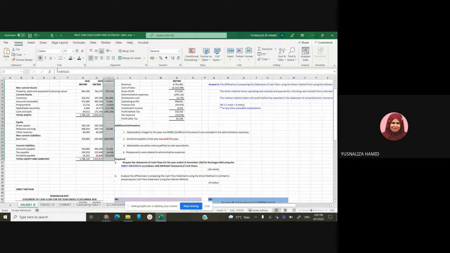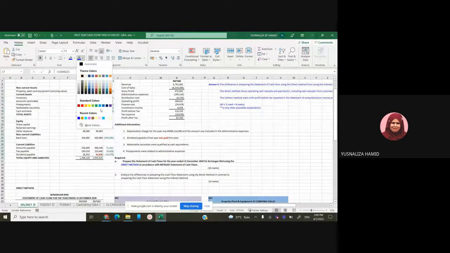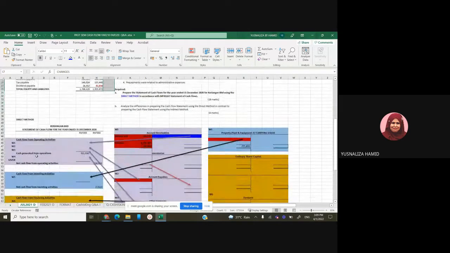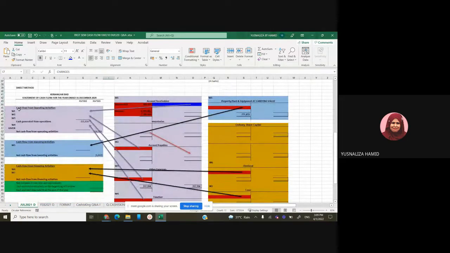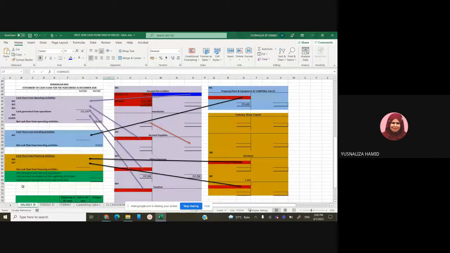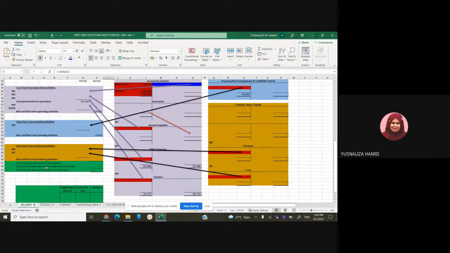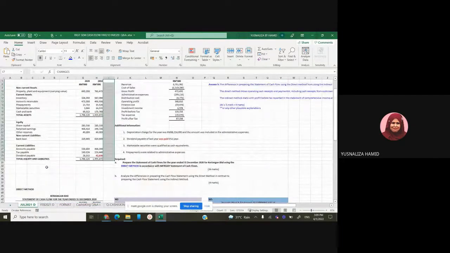And what we will do is we will first draw the template. Since this is the direct method, again, you will draw the template. I've already drawn the template here and I've already color coded my activities according to purple, blue, brown, and green, the color code that I've used for my presentation. You should make sure that you start with cash flow from operating activities, as this one is for the direct method.